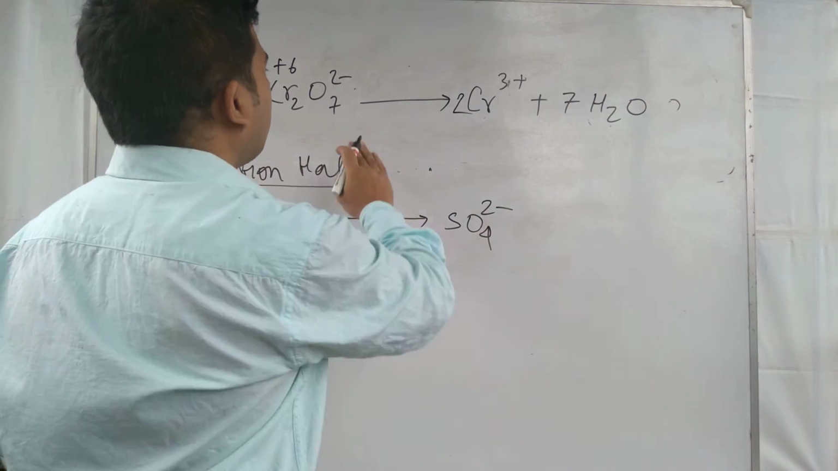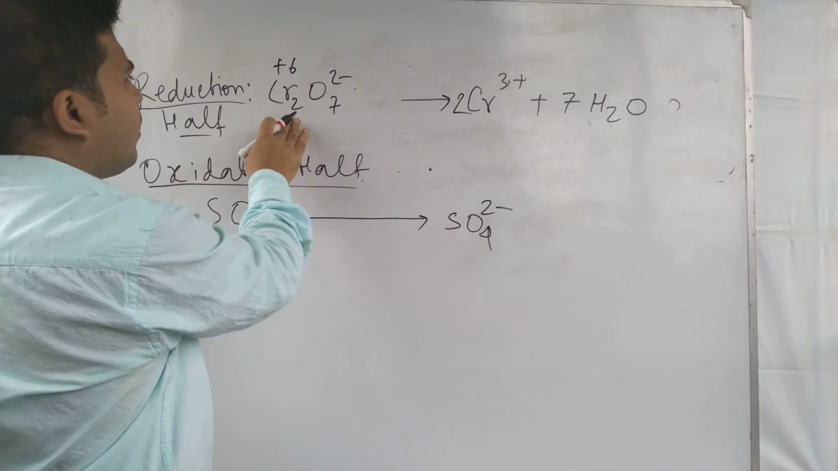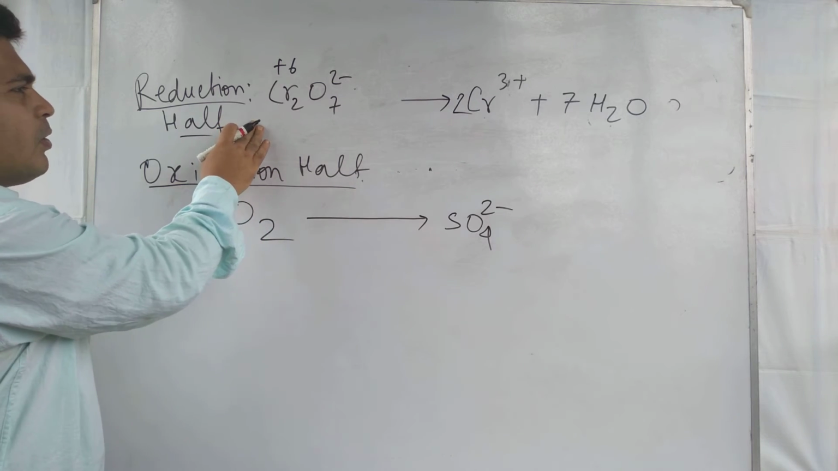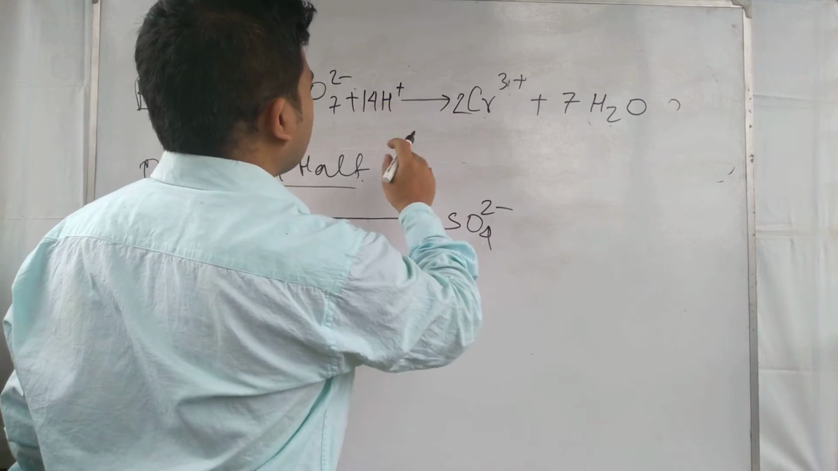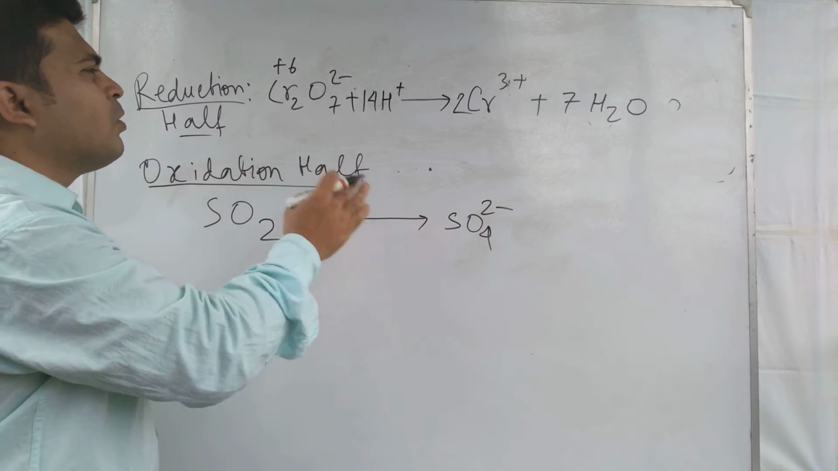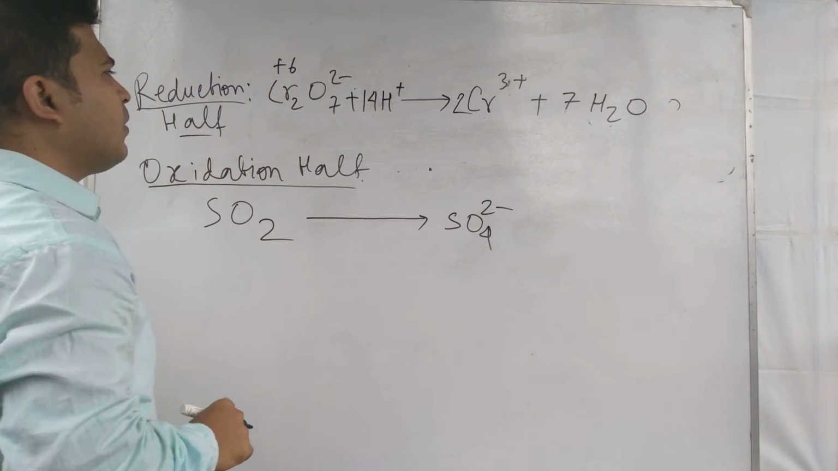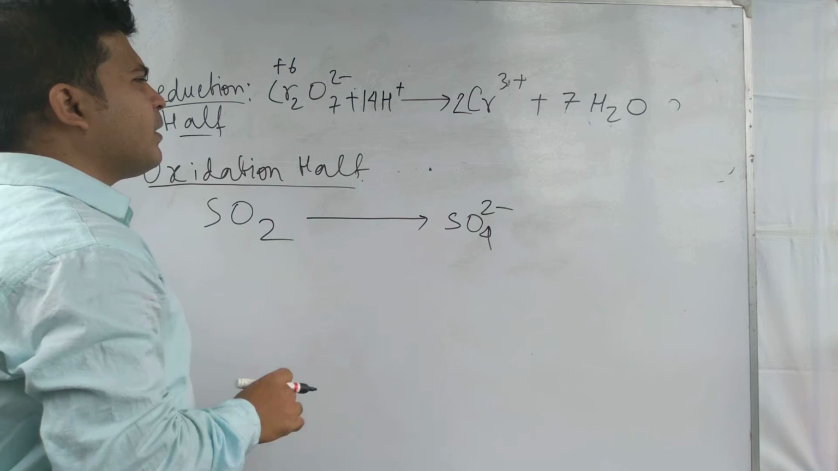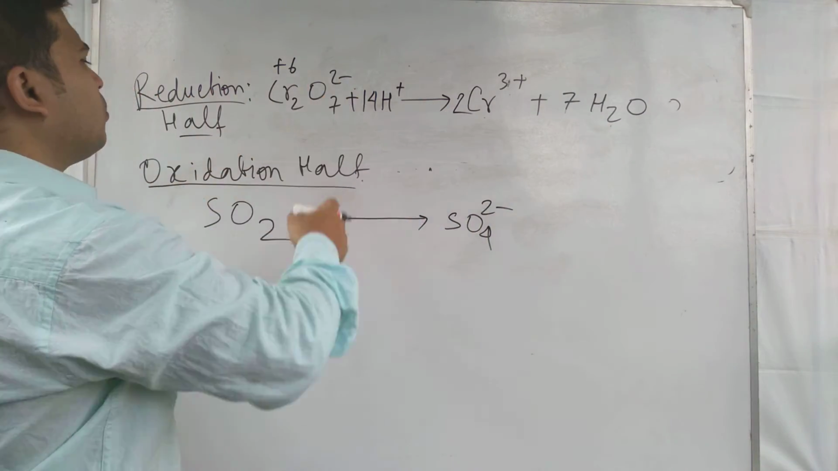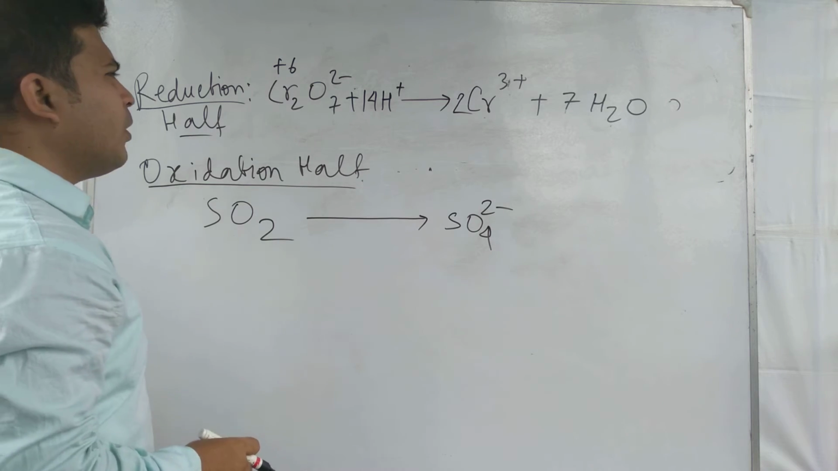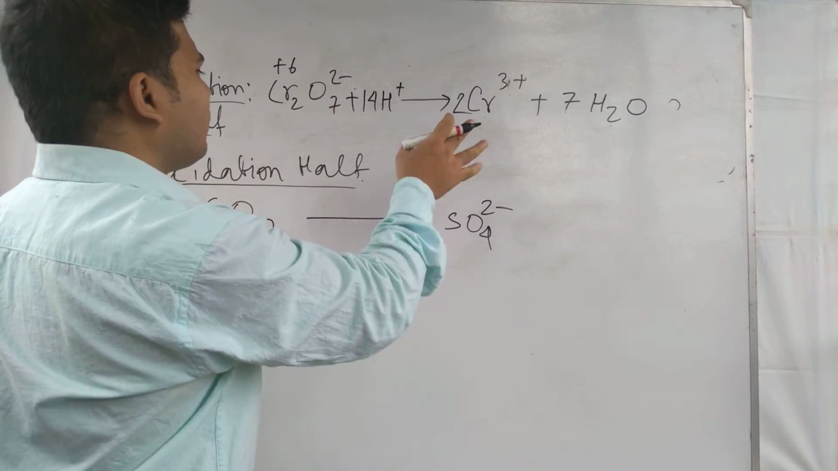But right now the problem is that the 7 into 2, 14 H plus, is on the right hand side, but here no H plus is present, and for this reason we have to add the 14 H plus. The reaction is taking place in acidic medium, so we have no problem adding H plus. So 7 into 2, 14 H plus is added on the left hand side to balance the number of hydrogen atoms on both sides. In this way the atom balance in this reduction half is completed.